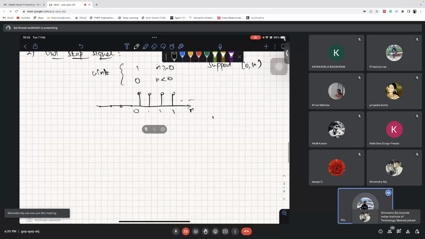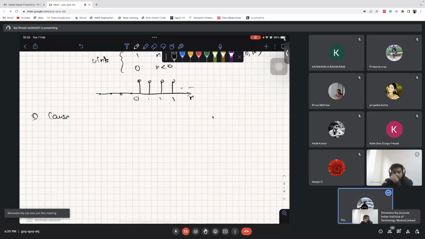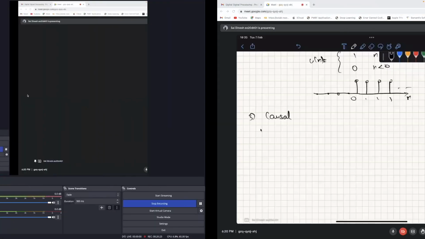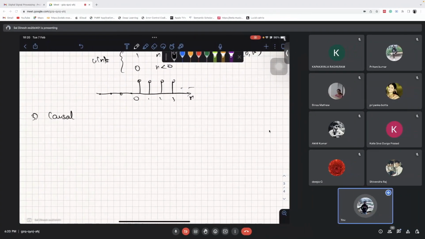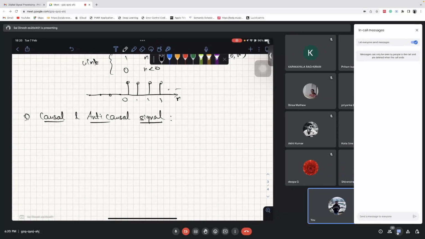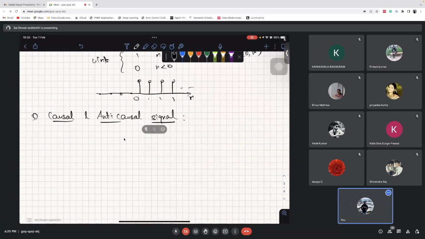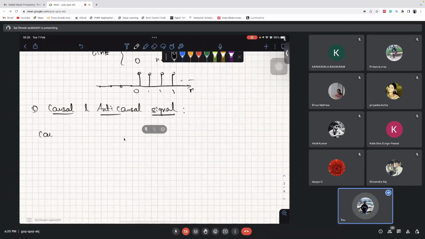Yeah. So the third one would be a causal signal. Let me just check, ensure that everything's working. Yeah, it's recording. So next is a causal and anti-causal signal. So these are a type of characteristic of a signal, as I must say. So causal, let's talk about causal signal first.